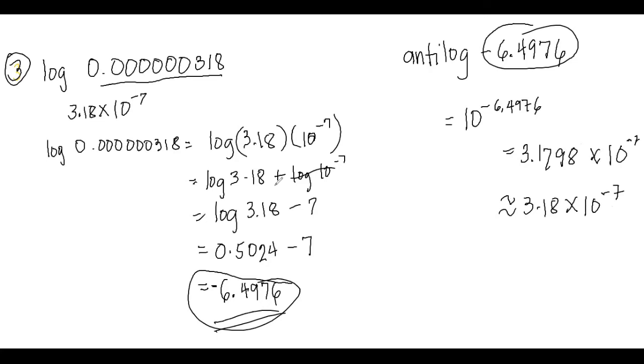So yun po yung paano maghanap ng anti-logarithm. All we have to do is to use the number being used as anti-logarithm as the exponent of 10 and then evaluate. Okay? So yun lang naman siya. May question ba? Kasi madali lang talaga to siya.